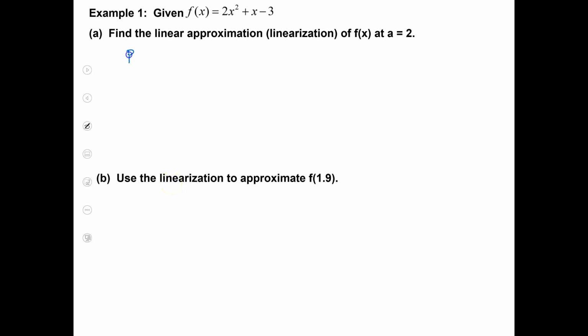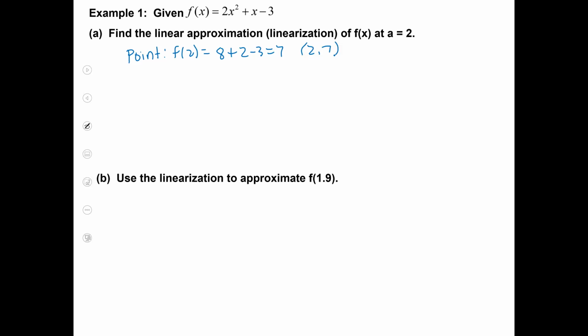So let's find the point. We have the x value is 2. How are we going to find the y value? Substitute. So f of 2 is going to be 2 squared, which is 4, times 2, which is 8, plus 2 minus 3, so 7. So our point of tangency at x equals 2 is (2, 7).